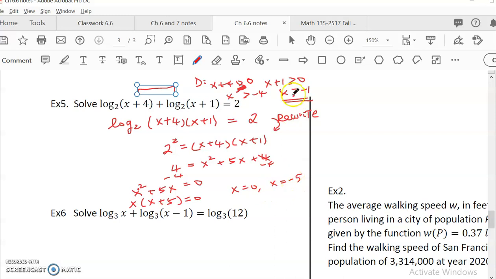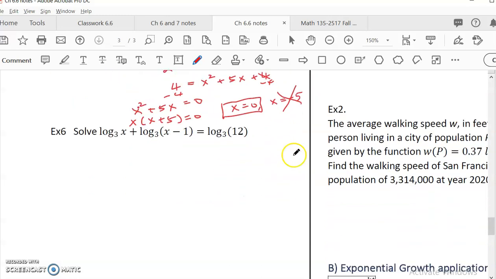Is x equal to -5 greater than -1? No, x is not greater than -1. Is x equal to 0 greater than -1 and greater than -4? Yes, this one is, but not this. This is an extraneous solution. So it is important that you do the domain.